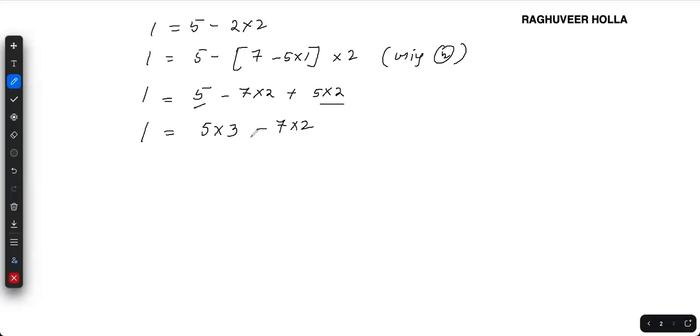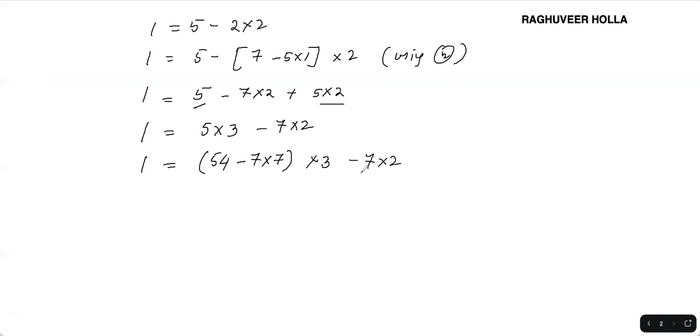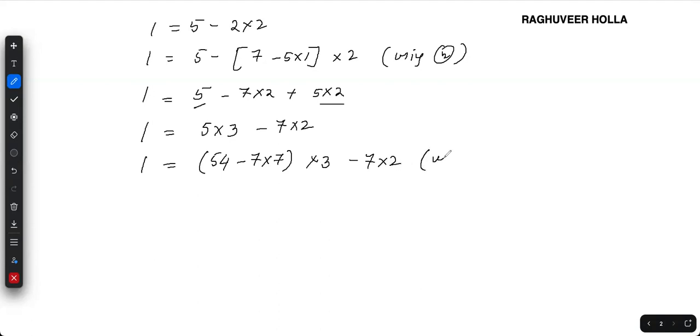Taking equation 3, 5 can be written as 54 minus 7 multiplied by 7, right? So multiplied by 3, minus 7 multiplied by 2. I'll be using equation 1 here. So let us multiply this. 54 multiplied by 3, minus 7 multiplied by 21, minus 7 multiplied by 2.